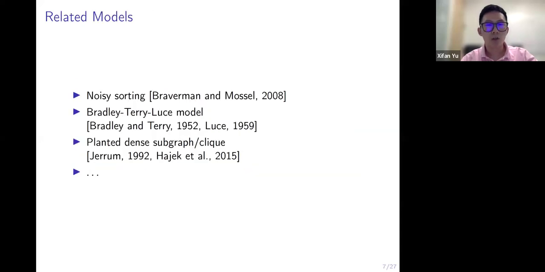We note that our models of random directed graphs are natural, and a number of related models have been well studied in the literature, including noisy sorting, the BTL model, and the planted dense subgraph and planted clique models.